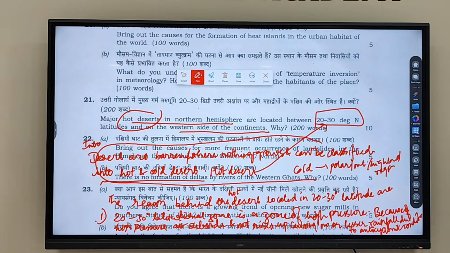So the 20 to 30 degree latitudinal zone is a zone of high pressure. As we discussed, if low pressure is there, wind rises up. If high pressure is there, then wind will subside, and as a result you see the wind subsiding over here. That's why there is no or lesser rainfall, causing anticyclonic conditions. Cyclonic condition means rainfall will happen; anticyclonic means no rainfall will happen. Clear? So this you have to write as the first point. The second point, what will you write?